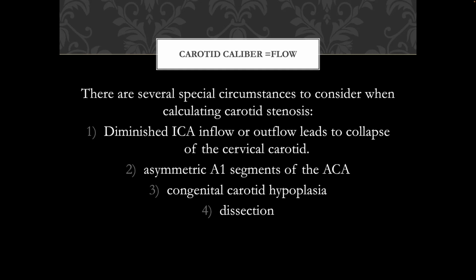But there are some normal situations where the carotids can be asymmetric. One is if the A1 segments of the ACA are asymmetric, specifically if you have a hypoplastic A1 segment, then one of the carotids will carry pretty much all of the anterior circulation, both the anterior cerebral arteries, where the other one only carries flow to the middle cerebral artery.